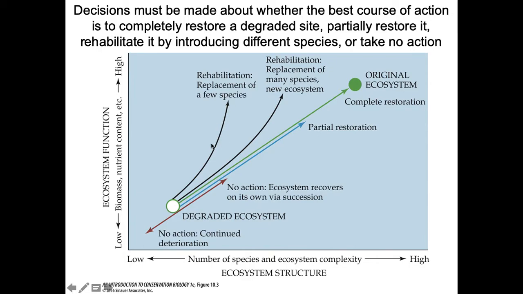Rehabilitation we talked about is to restore some kind of ecosystem function, but it's not going to be the same as the original ecosystem. So it has two categories here where you can rehabilitate it, replacing a few species, or potentially replacing many of the species, just not all of them. Partial restoration moves you along this line where you get increased ecosystem function and increased ecosystem structure, but you stop before you get all the way to the original ecosystem, possibly because it's too expensive or maybe it's going to take a really long time.